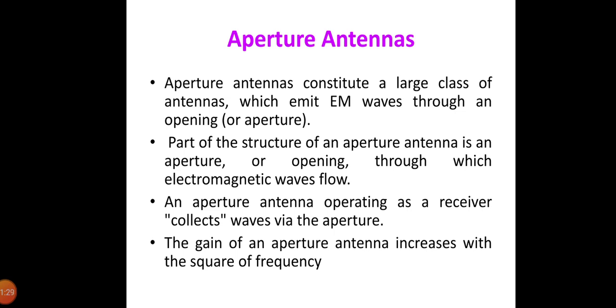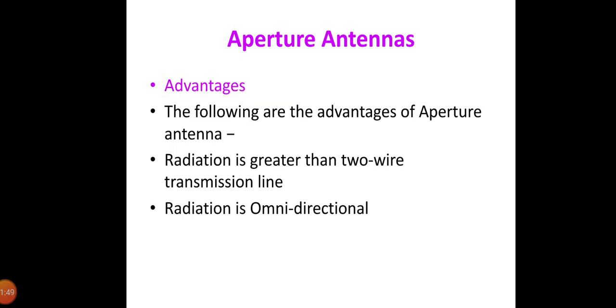Although aperture antennas were not widely used until the World War II period, the basic concepts were available in 1690, when Huygens explained them in a simple way. So an aperture opening as a receiver collects waves via the aperture, and the gain of the aperture antenna increases with the square of the frequency.